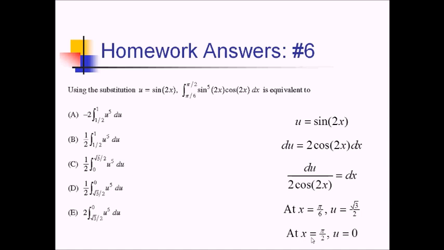So plugging it all back in, we have the integral from 0 to radical 3 over 2 of, well, let's see, we're swapping out sine of 2x for u, so this is going to be u to the 5th. And then we still have a cosine of 2x initially, and we have a dx, or rather a du, over 2 cosine of 2x. Next step, the cosine of 2x's are going to cancel, and we've got a 1/2 that we can bring out in front.